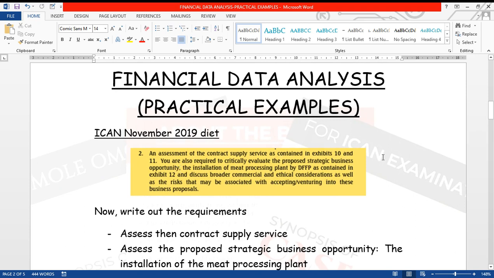We're asked to do an assessment of the contract supply service as contained in Exhibits 10 and 11. And we're also required to critically evaluate the proposed strategic business opportunity in installation of a meat processing plant by DFFP, which is Detoy Farm Products, as contained in Exhibit 12, and discuss broader commercial and ethical considerations as well as risks that may be associated with accepting or venturing into these business proposals.